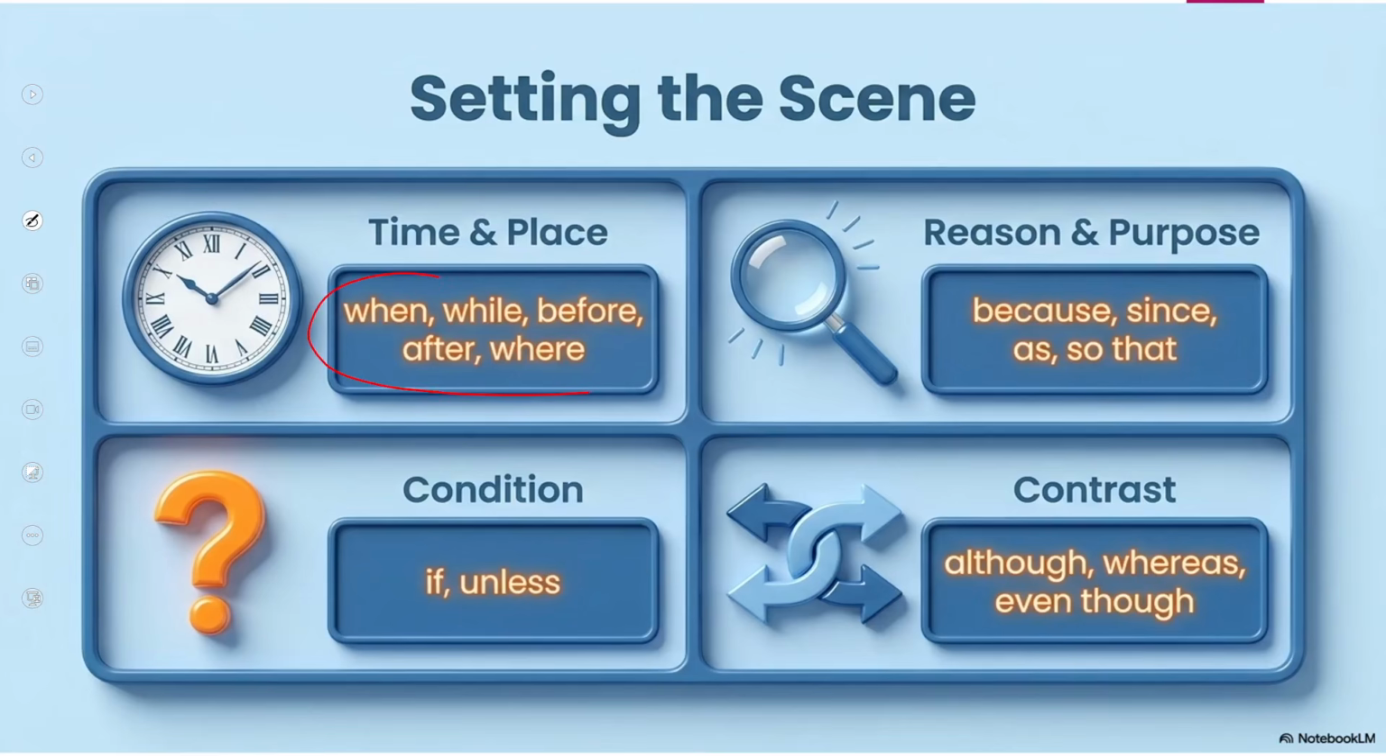Here we have some subordinating conjunctions which are used for time and place. Because, since, as, so that, used for reason or purpose. For condition we use if, unless. For contrast we use although, whereas, even though.